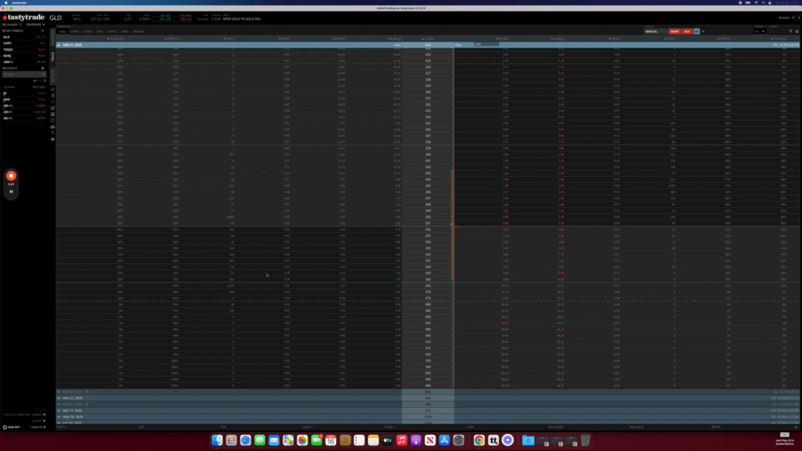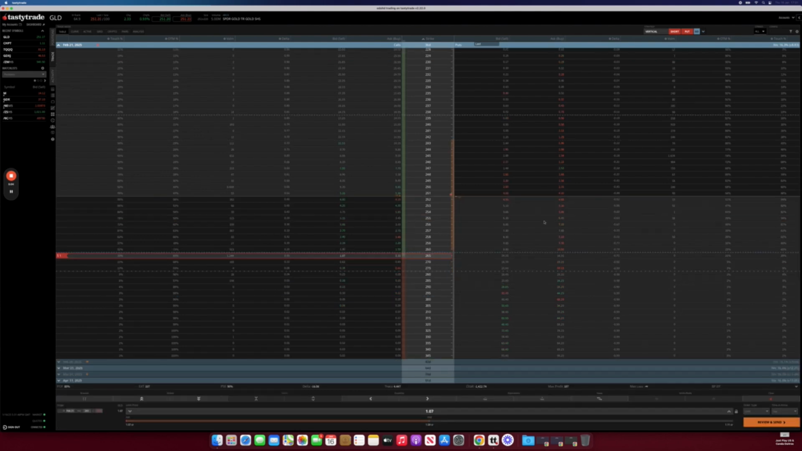So I personally like to start off with a delta. So we've got a delta of 16 here on the call side, and we've got a delta of 16 on the put side as well. Now what you'll notice is these contracts are now sitting outside of the expected move, and they are in and around the 1 standard deviation level.